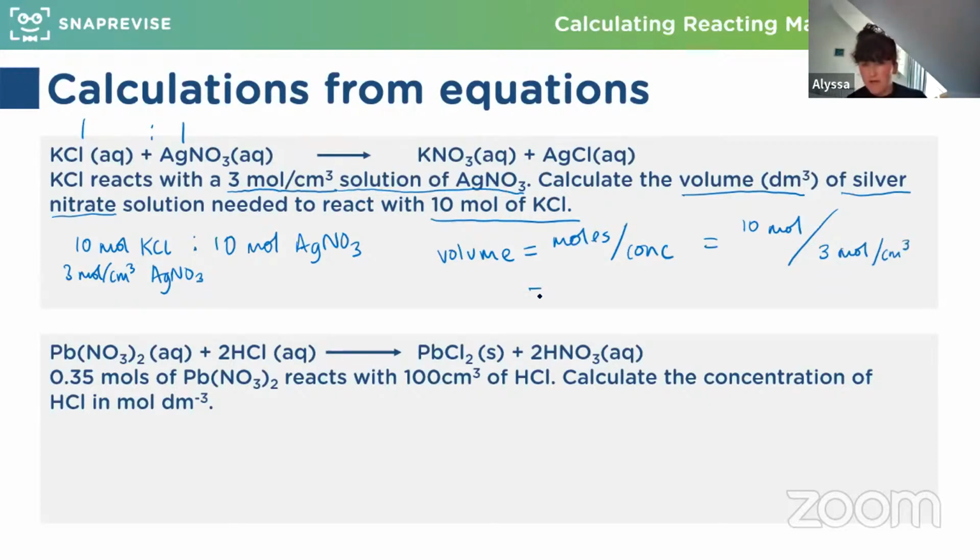What unit is our volume going to have in this case? What unit is our volume going to have? If I do 10 divided by 3, I'm going to get 3.3 recurring. What's the unit at the moment? If I do 10 moles divided by 3 moles per centimeter cubed.